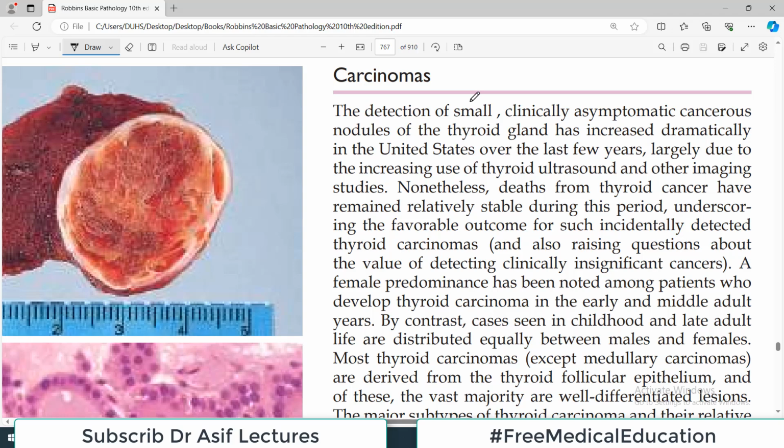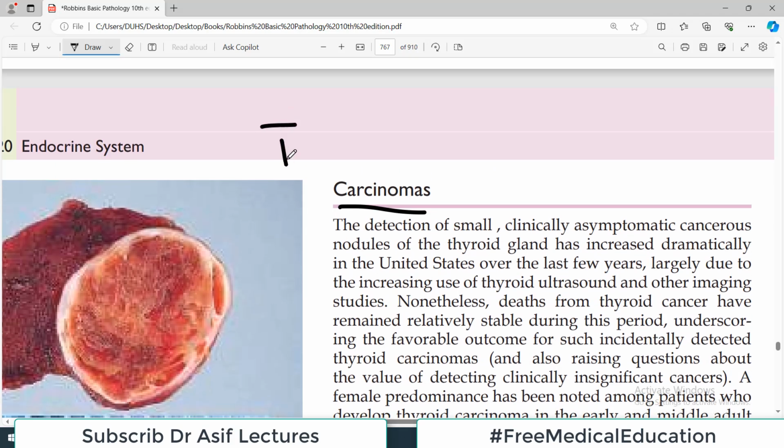We are doing chapter number 20 from Robbins, medium Robbins, and this chapter is on endocrine disorders. We are dealing with thyroid gland at the moment. We are discussing its neoplasms, and the benign neoplasm, that is adenoma, we have already talked about. Today we are going to focus on carcinomas. So basically our topic today is going to be thyroid cancers.